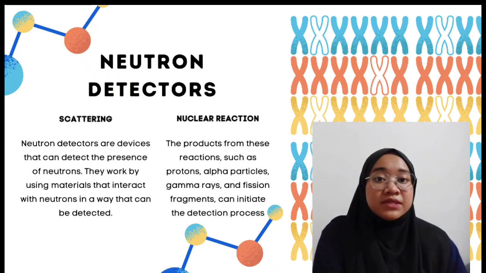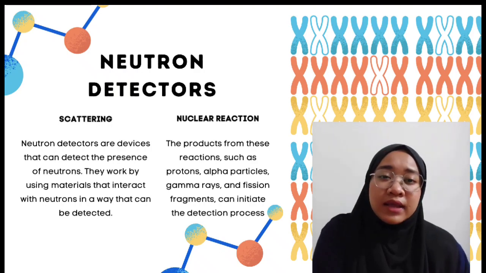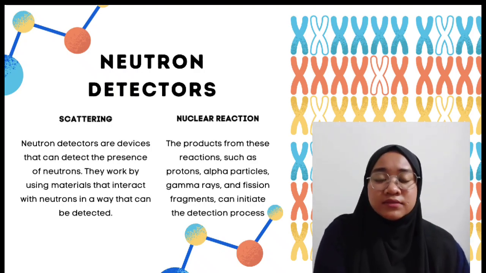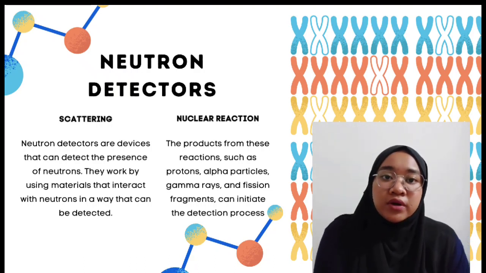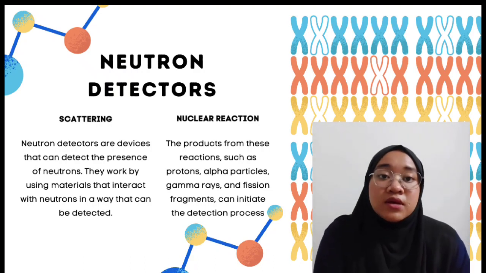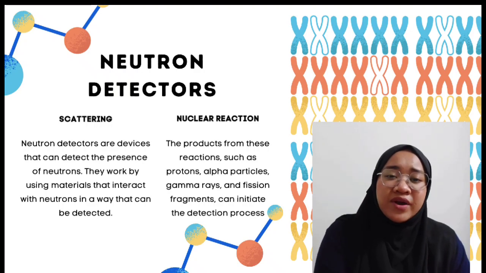This mechanism is only efficient for neutrons interacting with light nuclei. In fact, only hydrogen and helium nuclei are light enough for particle detectors. Second is nuclear reaction. The neutron can cause a nuclear reaction. The products of these reactions, such as protons, alpha particles, gamma rays, and fission fragments, can initiate the detection process.